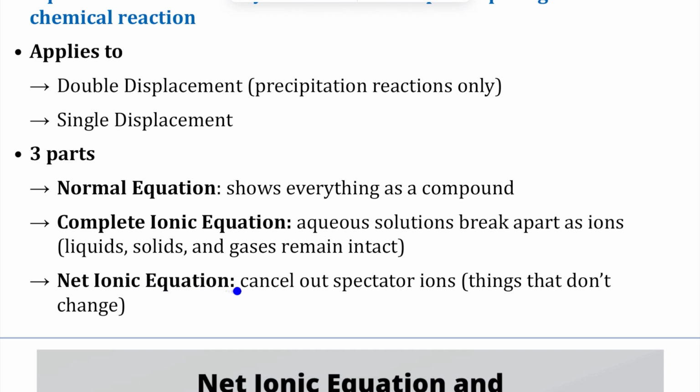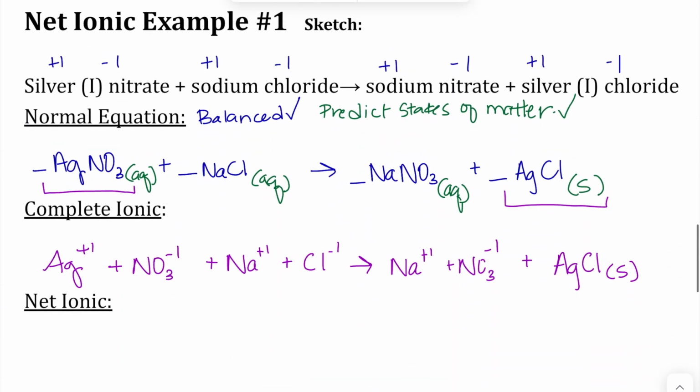And so now to get our net ionic equation, we are going to cancel out spectator ions, which are the things that don't change. And so I'm going to look on both sides of my reaction and see which of those things changed, which did not. So if I look, I have silver +1 on the left, but I do not have a silver +1 on the right, so I can't do any canceling there. Next, I've got my NO3 -1, and I have one NO3 -1 here and one here, so I'm going to cancel those out.